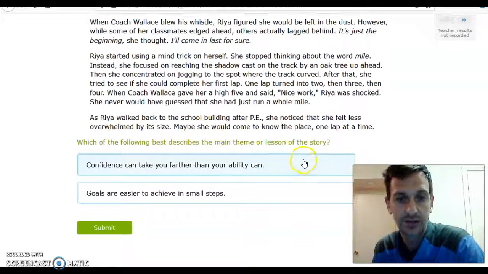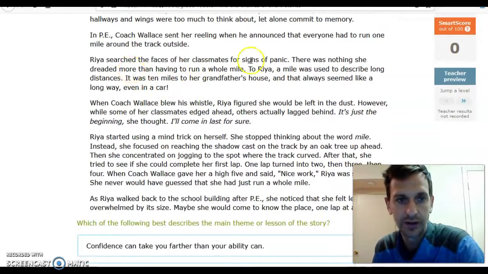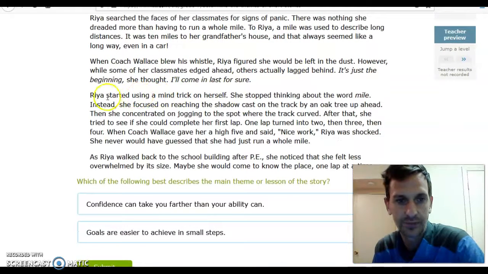What following best describes the main idea of the lesson? All right. Read the first sentence. Going the distance. She spent the first week trying to get her head above water. She was overwhelmed by the huge building. She searches for classmates, signs of petting. She blew the whistle. She was left in the dust. Some of her classmates edged forward. She used the mind trick.